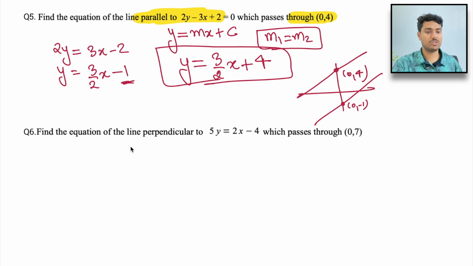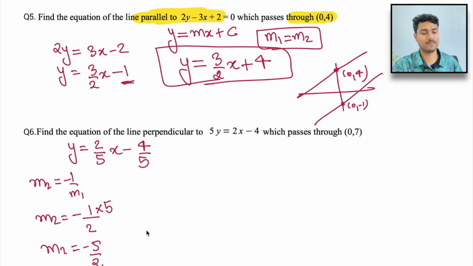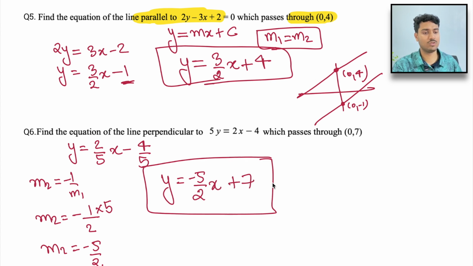Next question, it says find the equation of the line perpendicular to this line which passes through (0, 7). So first we'll write it down as y equals 2 upon 5 x minus 4 by 5. So the gradient is 2 by 5. So m2 will be minus 1 upon m1. That means m2 is going to be minus 1 upon 2 upon 5. So multiplied by 5, that's how we get m2 as minus 5 by 2. So the equation will be y equals minus 5 by 2 x plus 7, and this is going to be the answer.